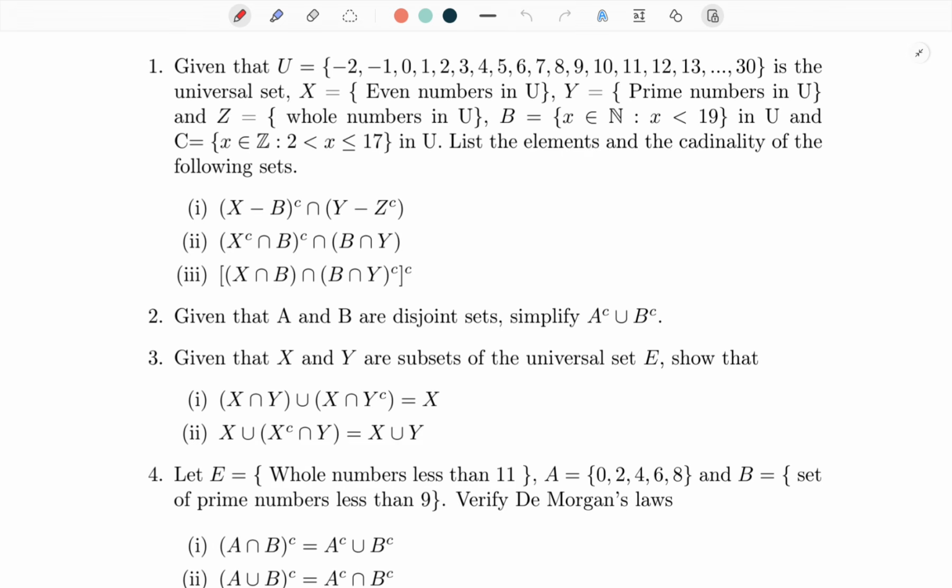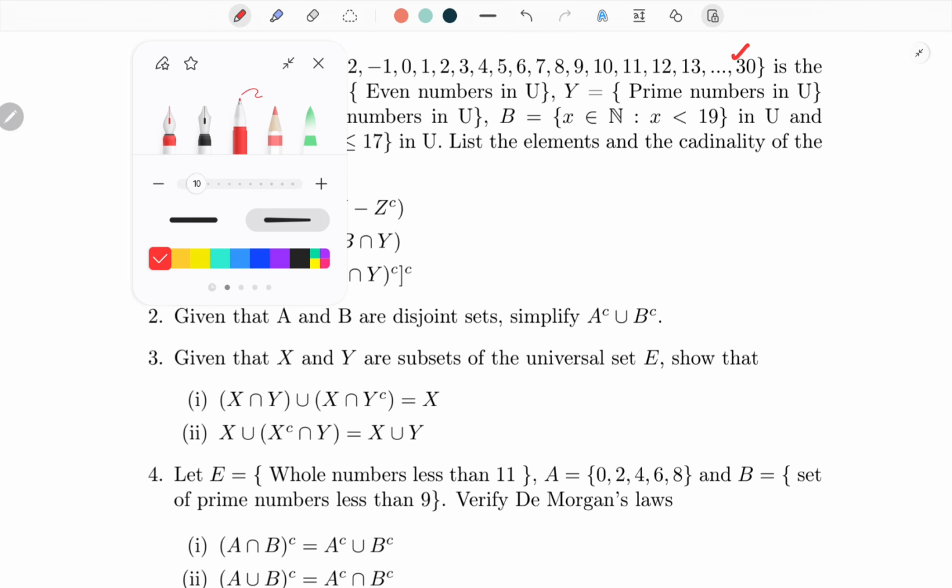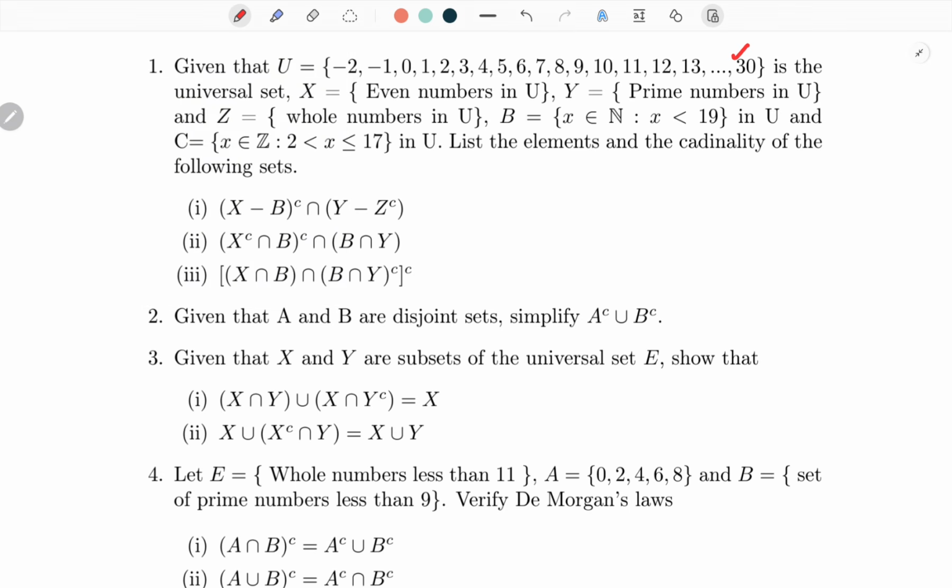will be solved. The first question is actually saying, given that U is equal to, so they've given you this particular set, that is the set that has been given. And then they say it is the universal set. And then they say X is a set of even numbers in U. So even numbers in U. So what are even numbers? Of course, even numbers are simply numbers that are divisible by 2. So we are going to recognize even numbers from this universal set.